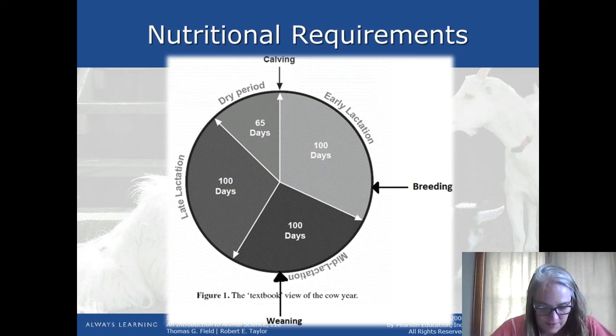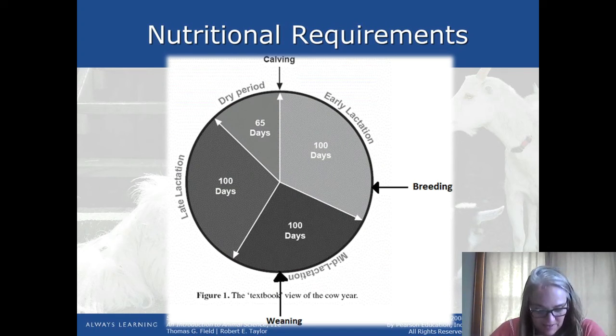The book that we're studying in doesn't talk a lot about nutritional requirements during gestation, but you can kind of infer some of that here, as we also talk about early lactation. So when the cow calves, for example, that would be top center. During early lactation, or that breeding period, it's pretty important that we have some high quality feed. We see then the cow go into mid-lactation and late lactation, and then have a dry period.